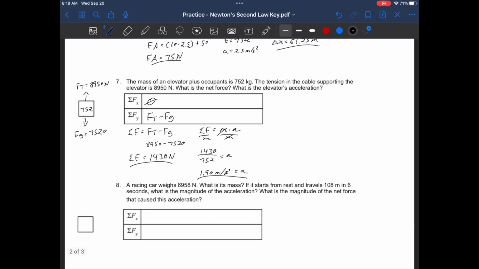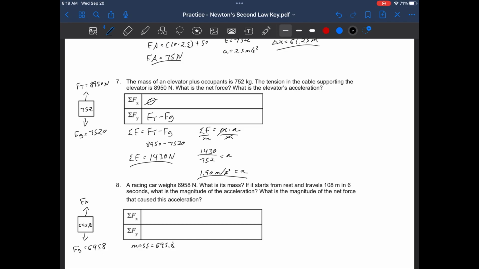Number 8, a race car weighs 6,958 newtons, so the force of gravity is 6,958 newtons. What is its mass? Well, if it's on Earth, we know the acceleration of gravity is 10, so we're just going to divide by 10 to get back to mass. So the mass should be 695.8. And force normal is going to be balanced to the force of gravity for a race car because it does not accelerate vertically, just horizontally.